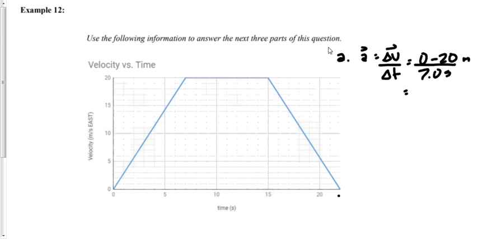Negative 20 divided by 7 is 2 6/7, which I believe is 2.83, 2.85. Negative, though, it's going to be, right? Meters per second squared. And the negative just means, in this case, that it is slowing down, right? It doesn't mean it's going backwards, right? The velocity in all of these is positive. You're moving forward, but you're slowing down as you move forward.